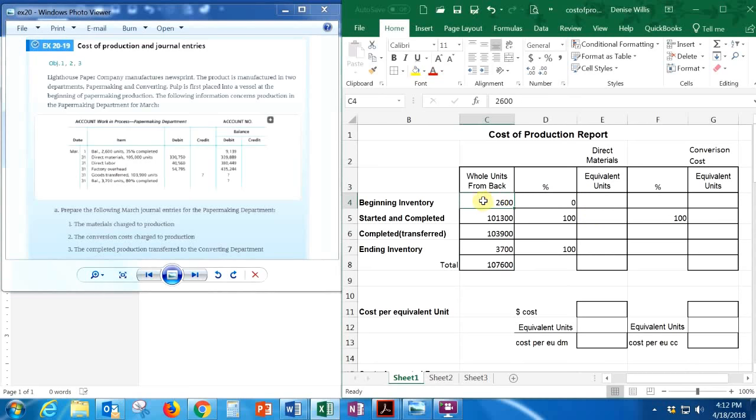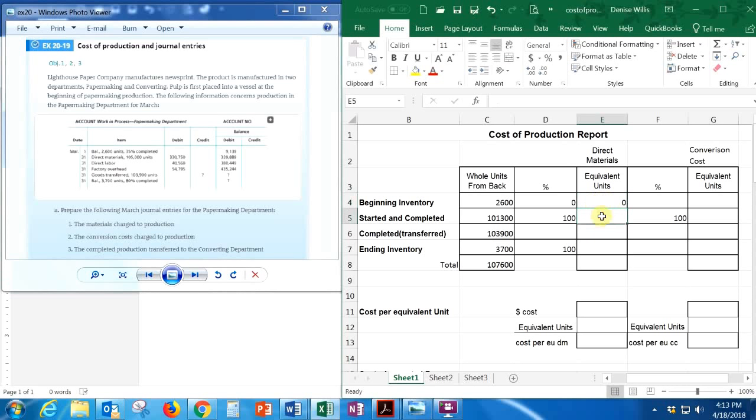Let's move up to beginning inventory. We're going to work across. We are going to calculate how many direct material equivalent units we have completed this period. Okay, this 2,600 was already in process. We're going to assume in this textbook that once something is in process, it has 100% of its materials. Therefore, if this was in process the prior period, this period we add 0 equivalent units of materials. We don't need any because it was already added last period. So 0% of 2,600 is simply 0.